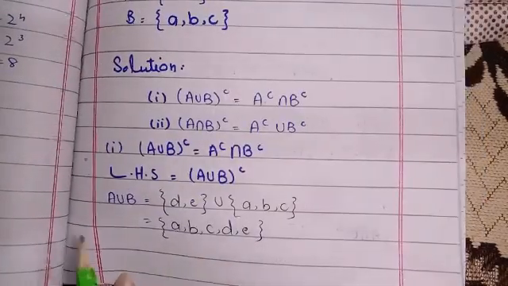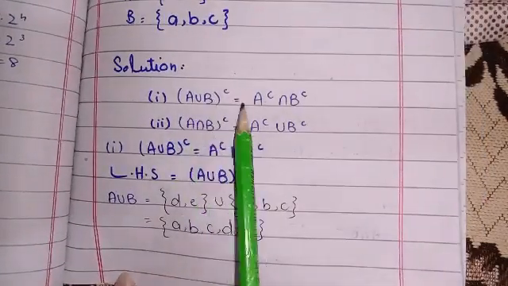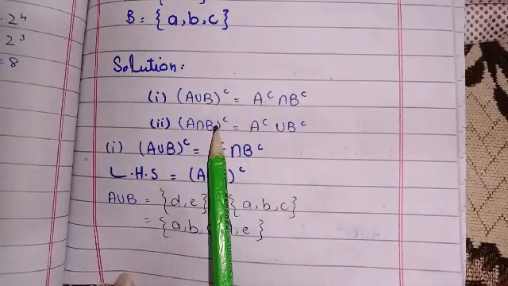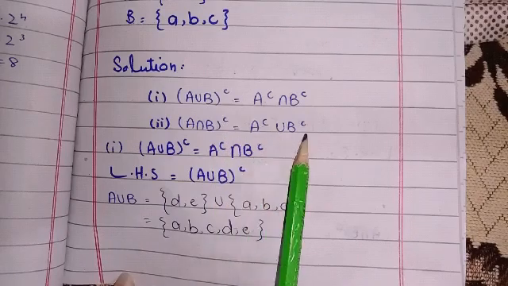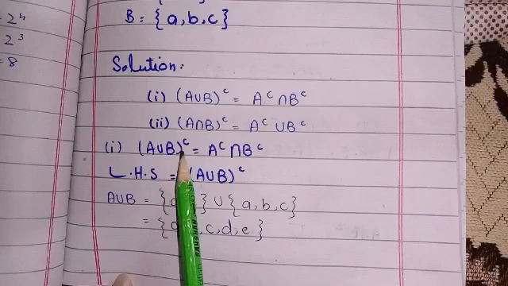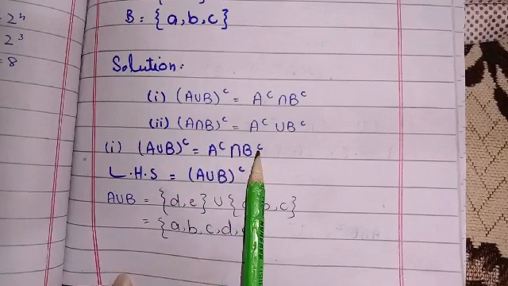As you all know, there are two De Morgan's laws. First is (A union B) whole complement is equal to A complement intersection B complement, and the second De Morgan law is (A intersection B) whole complement is equal to A complement union B complement. First we will solve our first De Morgan law. (A union B) whole complement is equal to A complement intersection B complement.